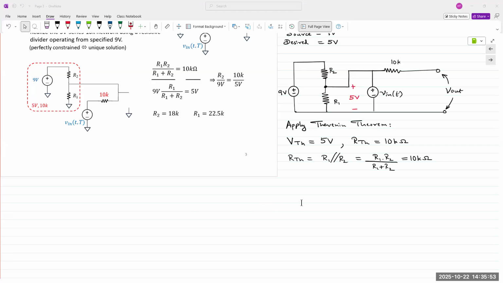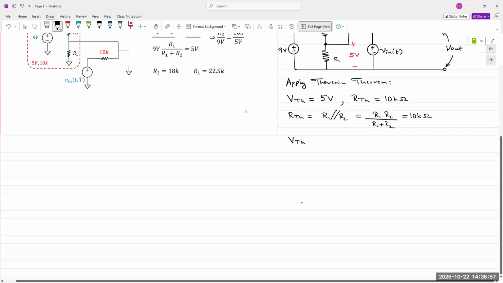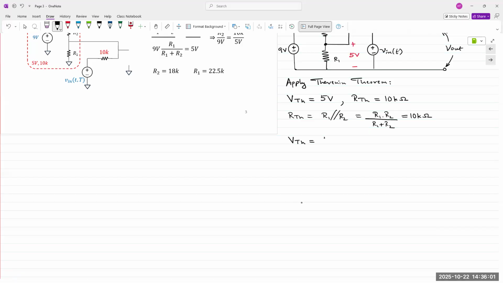And then our desired Thevenin voltage, VTH, can be obtained from voltage division. So it's our source, 9 volts times R1 over R1 plus R2. And this must be set to 5 volts.